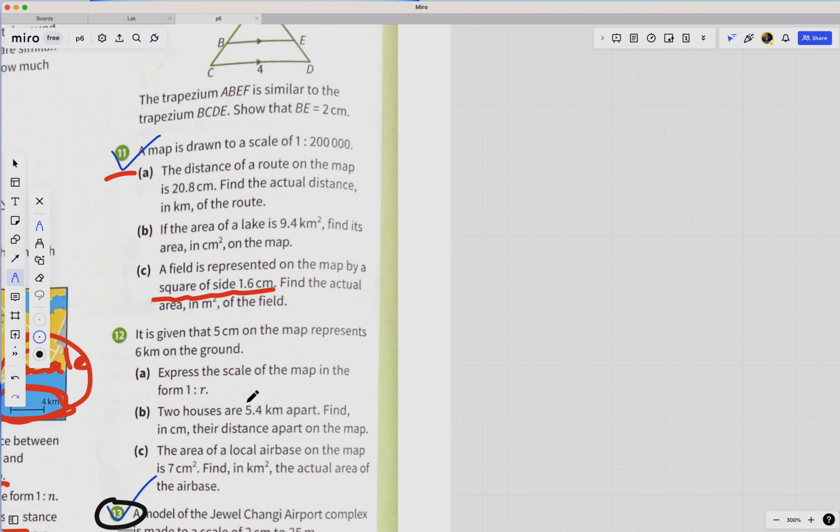Are you doing C now? No, I'm trying to figure out how to read B. B, right? Yeah. So the question given this is, you need to identify 9.4 kilometers square. This is first thing. Is it actual length or actual area? Actual area. So you are given the actual area and you are asked to find the map area.